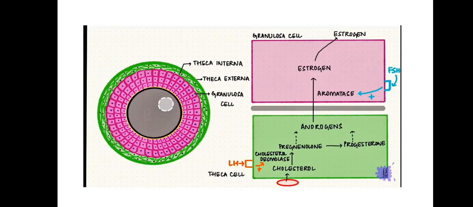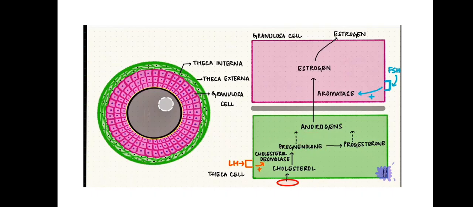So this particular cholesterol is going to be worked on by what we call cholesterol desmolase enzyme to form what we call pregnenolone. Then this pregnenolone is going to be converted to what we call progesterone. So the key point is that in the theca cells, that's where progesterone is being produced. But do you produce estrogen in the theca cells? The answer is no. Why?